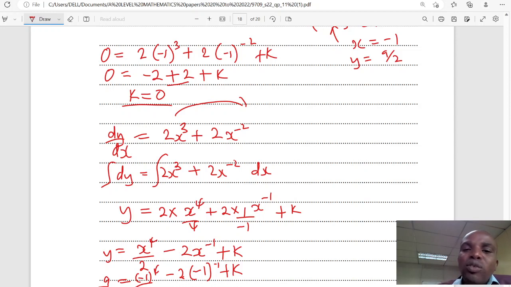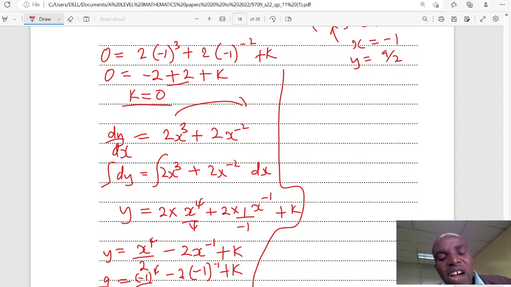You take this item to one side, what do you get? So it will be half minus 2 is minus 1 and a half. Minus 1 and a half, which is minus 3 over 2. So 9 over 2, which is 4.5, plus 1.5, you get 6. So your k is equal to 6.